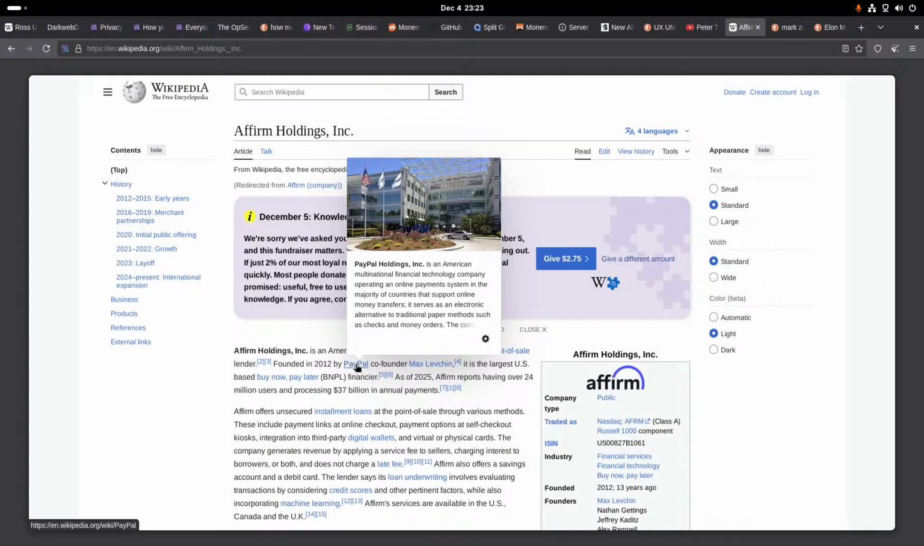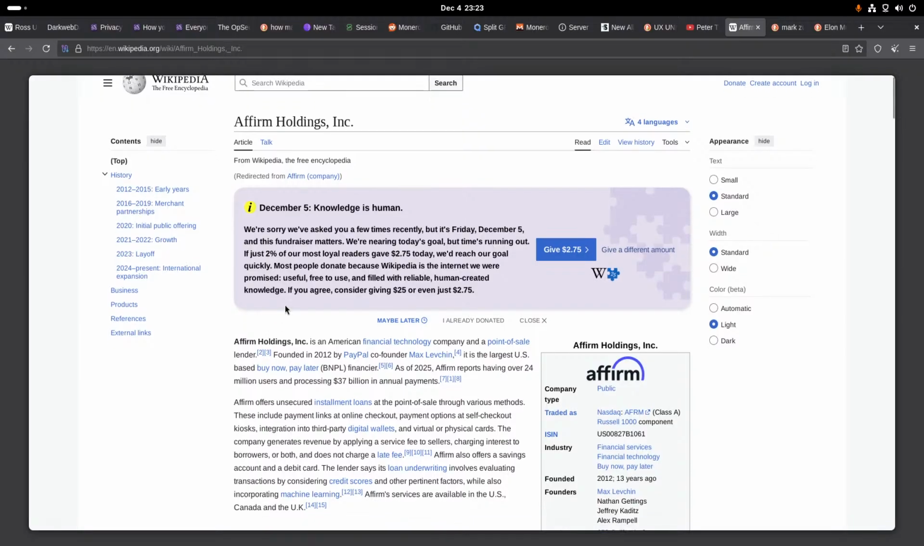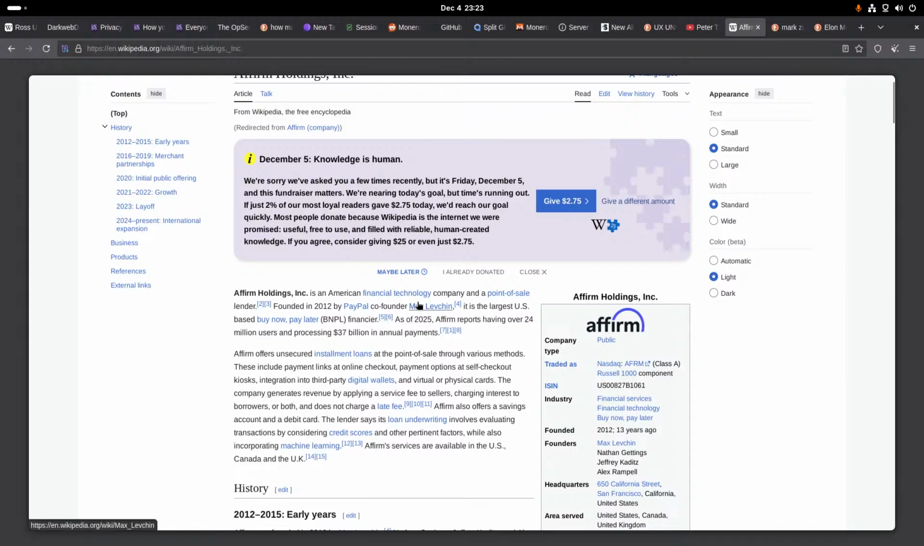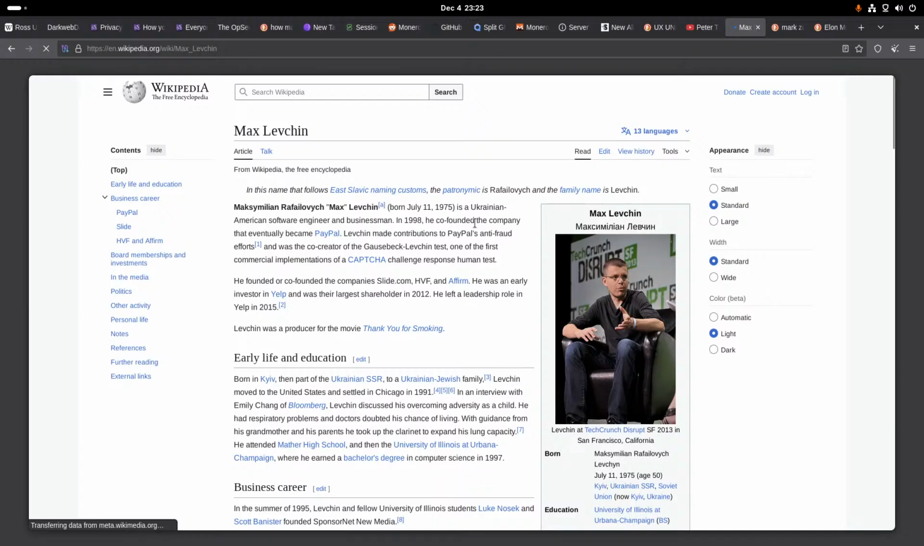Okay, Affirm Holdings is an American financial technology company and point-of-sale leader, founded in 2015 by Max Levchin. Who the fuck is this? Buy now, pay later is fucking crazy, though.